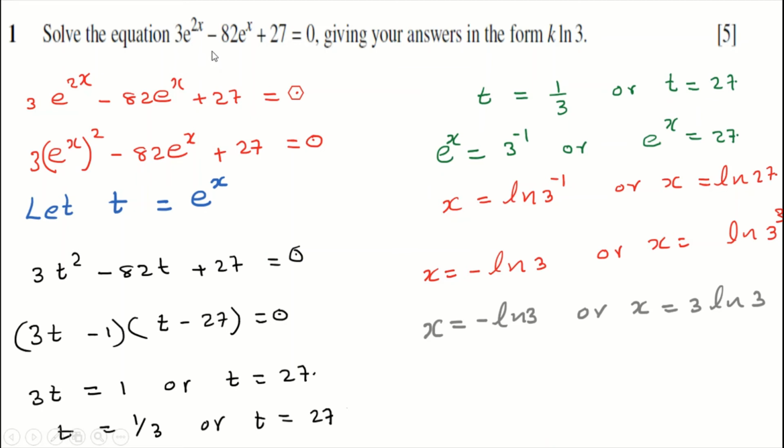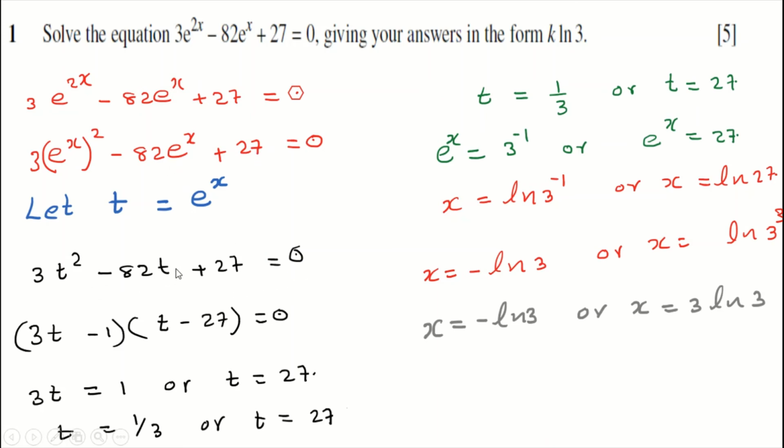What we can do is, first of all, we will convert this into a quadratic equation of e to the power x. We can do it in the following manner. 3 e to the power 2x minus 82 e to the power x plus 27 equals 0. This e to the power 2x could be written as 3 e to the power x squared minus 82 e to the power x plus 27 equals 0. Now we will take e to the power x as t. Then this will give us 3t squared minus 82t plus 27 equals 0.